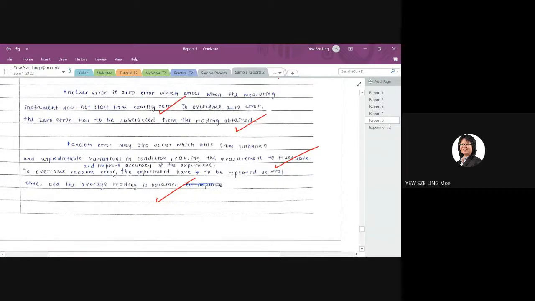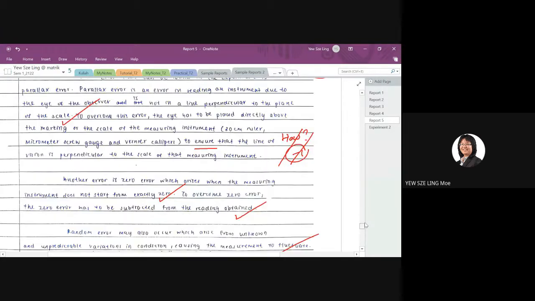So for example, to overcome zero error, you subtract the zero error that you recorded from the experiment. And to overcome random error, you take the reading several times and take the average value. So you give some suggestions that people can actually follow and carry out. Okay, so I think that's it.